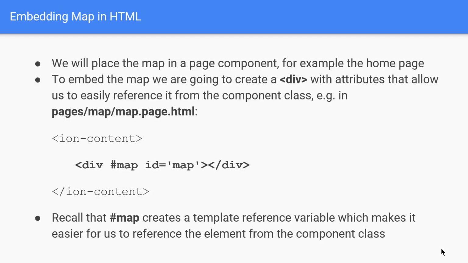We will place the map in a page component, for example, the home page. To enable the map, we are going to create a div tag with attributes that allow us to easily reference it from our component class. So here we'll create our div tag with a template reference variable of map, and we'll also give it an HTML ID attribute of map so that we can apply some CSS to it as well. Just remember that the hash map creates a template reference variable, which makes it easier for us to reference the element from within our component class.